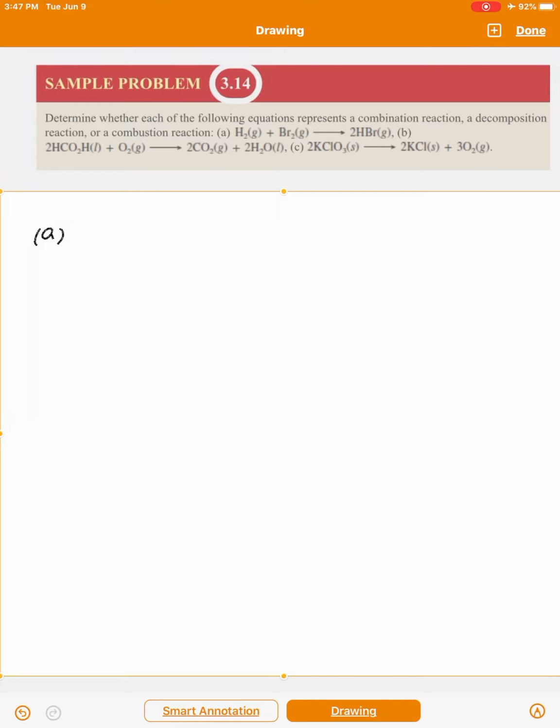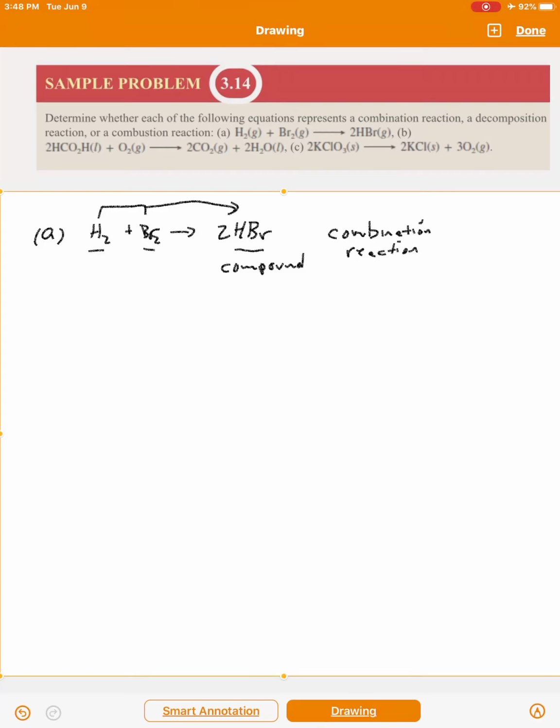So part A, we have two elements, hydrogen and bromine, forming something more complicated, right? This has two elements. This is one element, one element. So when elements combine to form a compound, we call this a combination. Okay? So elements forming a compound would be a combination, or a compound with an element to form a bigger, more complicated compound. That would also be a combination.